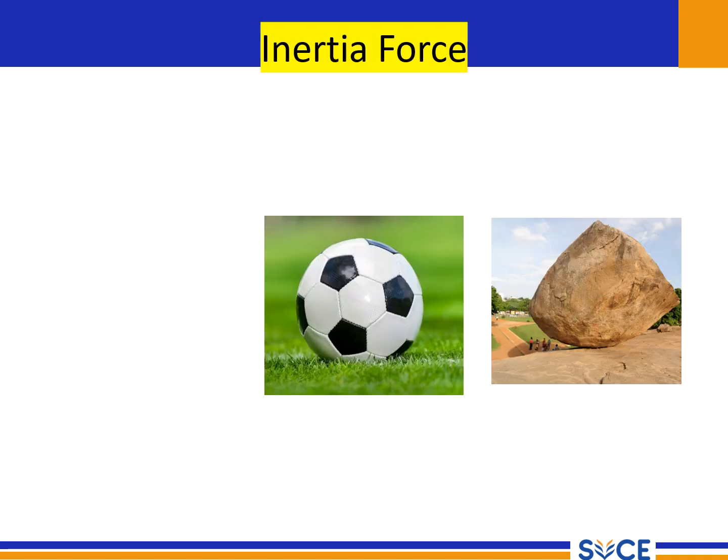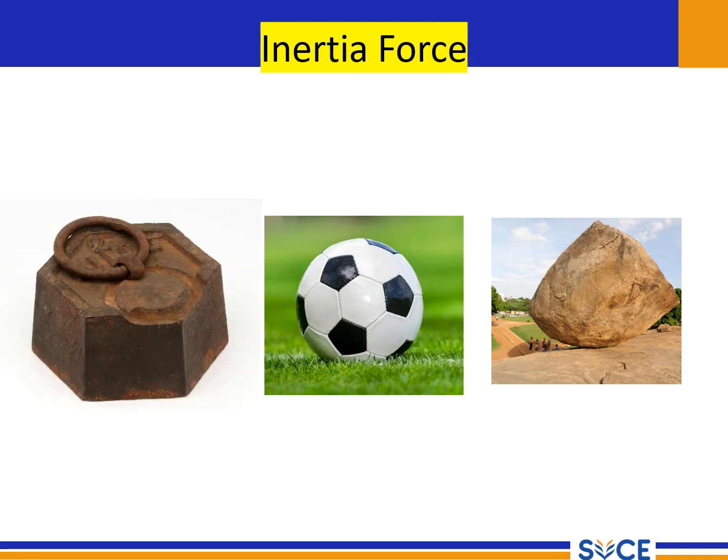We often use the terms mass and weight interchangeably, but they are different. Mass is the quantity of matter contained in a body. It remains constant everywhere and is measured in kg. Whereas weight is the gravitational force acting on the mass. So weight equals mass times g, where g is the acceleration due to gravity.